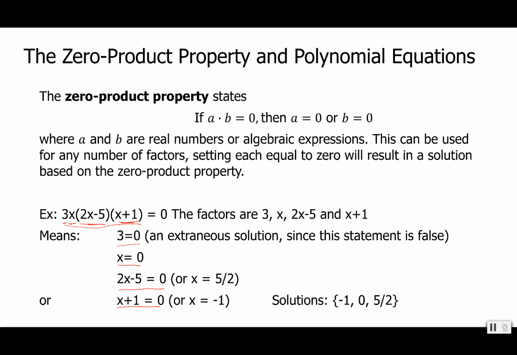Of course, you know how to solve each of those equations. 3 is equal to 0 is a ridiculous statement, so that would, of course, not be a solution. So we have, for our solution, 0, 5 halves, and -1. Notice how we write these in the order from smallest to largest.